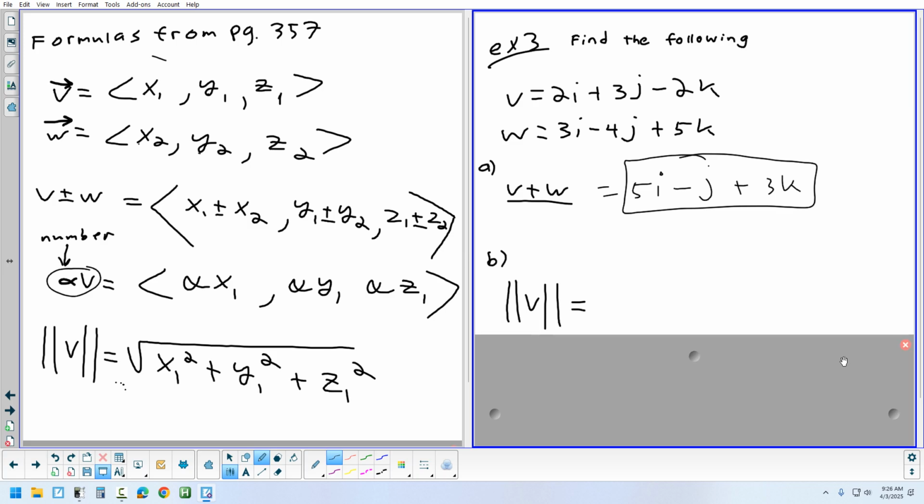All right. The magnitude of v. What's going to be my calculation to find the magnitude of v?